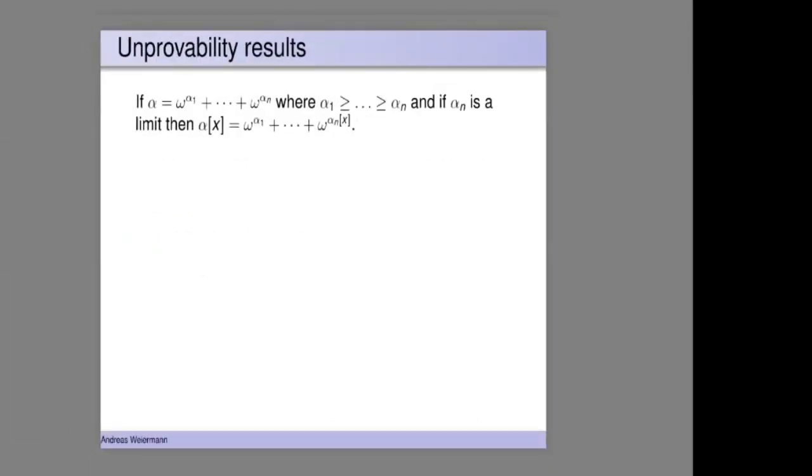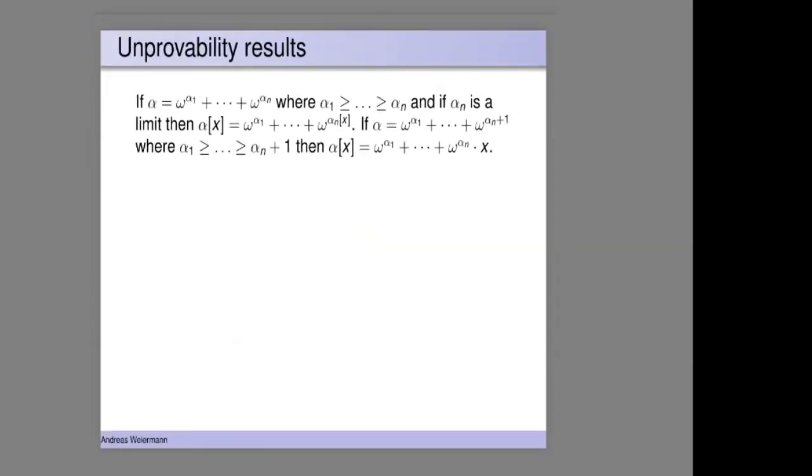Now, for proving the unprovability results, one has to look into the standard fundamental sequences. They work as follows. If alpha is a limit in Cantor normal form, omega to the alpha 1 plus ... plus omega to the alpha n, where the alpha n is a limit, then I define the fundamental sequences for alpha by continuity using fundamental sequences which are previously defined for alpha n.